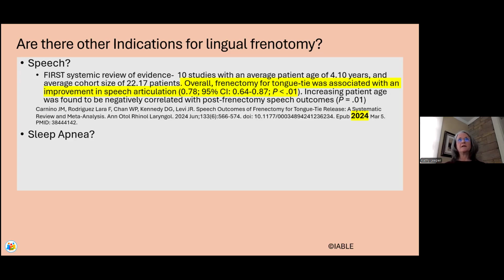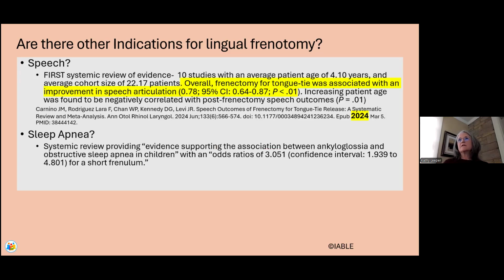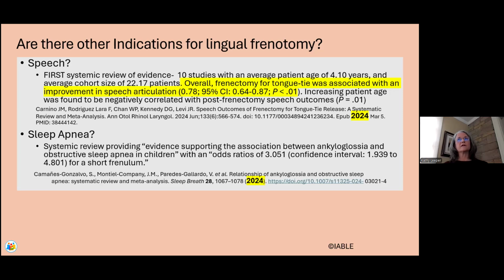What about sleep apnea? We have a little bit of evidence that in older children with sleep apnea, clipping their frenulum might be helpful. So again, how are we going to decide which babies are going to turn into those children with sleep apnea? Don't know that yet either, but it turns out maybe there's something to that. We are in just the early stages of looking at that, and this was again last year.